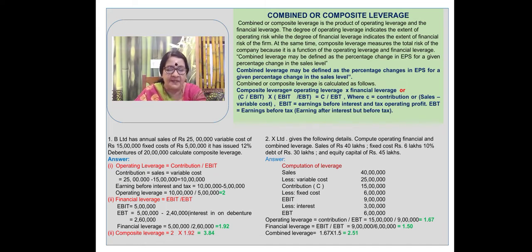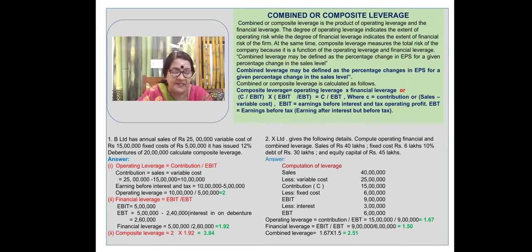Take the first one in your video. B Limited has an annual sales of 25 lakh rupees, variable cost 15 lakh, fixed cost of 5 lakh. It has issued 12% debentures of 20 lakh. Calculate composite leverage. We can do it in two ways: either C divided by EBT, or find the financial leverage and operating leverage and multiply them. Operating leverage is contribution divided by EBIT. Here sales and variable costs are given, so we can find the contribution.